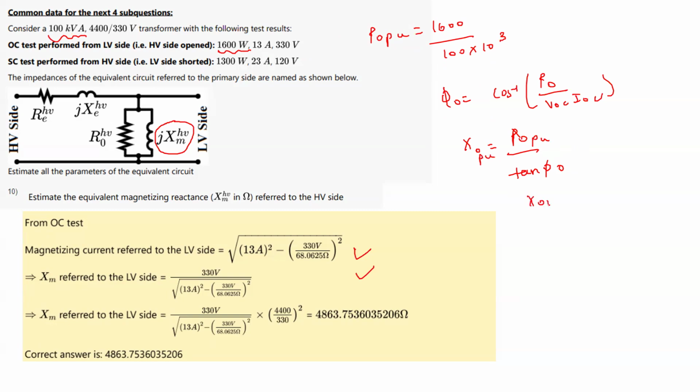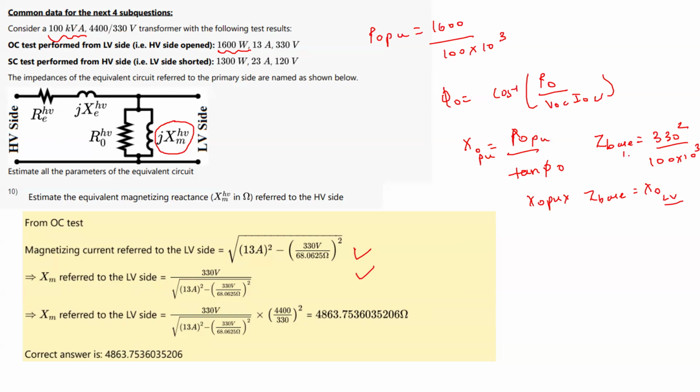Now, after getting this X0 per unit, you can multiply it by the Z base. And what is this Z base? Z base on the low voltage side is V square by P. So this is 330 square by 100 kVA. You can do this, so you can get it in this way, but it is referred to the LV side.